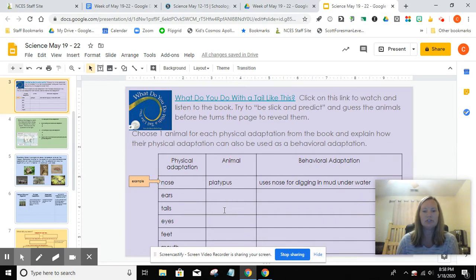You need to choose a different one for each of these different physical adaptations that they're talking about. You can use it more than once, but try to find different animals if possible throughout the book that they're talking about. And then, of course, give me how that animal's physical adaptation helps their behavioral adaptation.